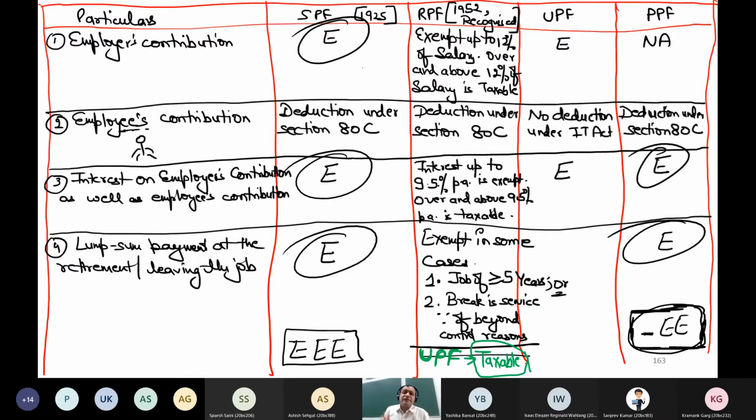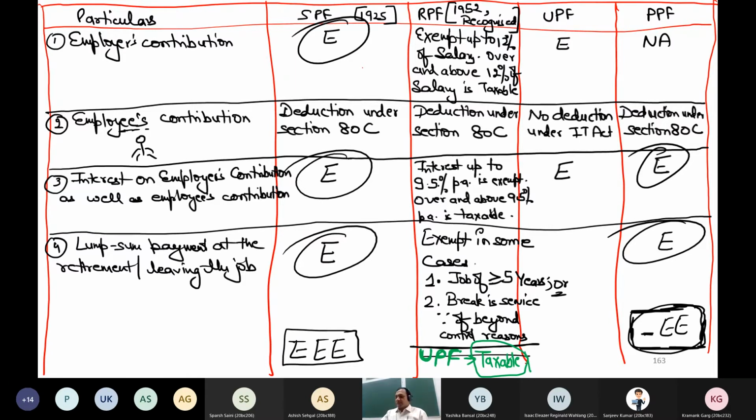But how do you tax it? This is the question. Then the Act says we will assume that this RPF is not RPF, it is UPF, and we will apply the provisions of taxability as per the UPF. We are not going into the detail of that taxability.